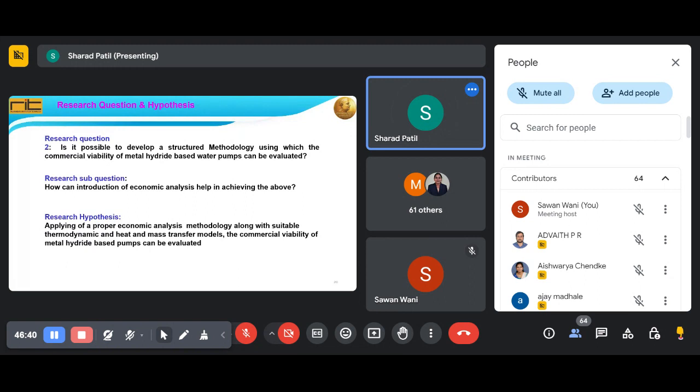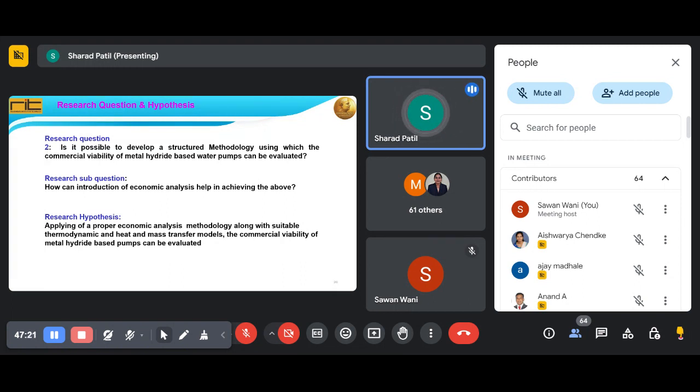The second research question is: is it possible to develop a structured methodology using which the commercial viability of metal hydride based water pumps can be evaluated? That is related to applications of metal hydride reactors other than as an engine fuel. One can use metal hydride for different systems: pumping water, refrigeration systems, heating systems, or compressor systems. Also applications are there, and one can go into detail. If you search only metal hydride reactors on Science Direct, you will get thousands of publications through the International Journal of Hydrogen Energy.